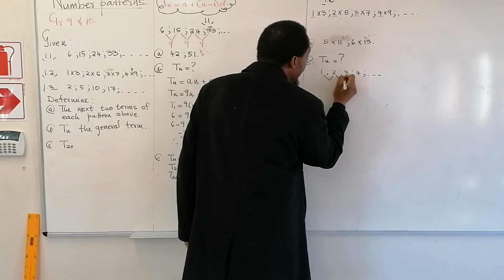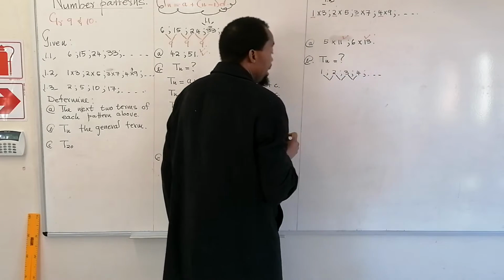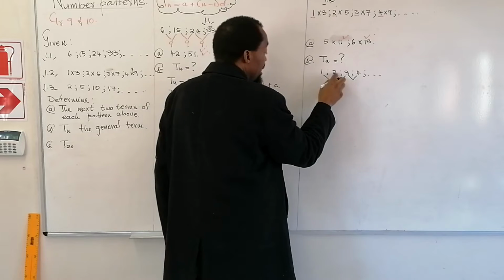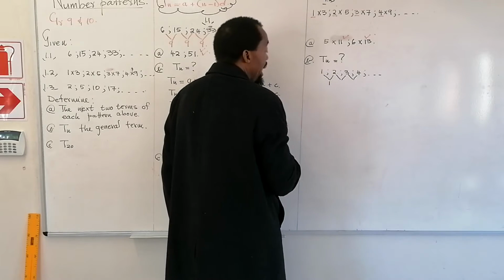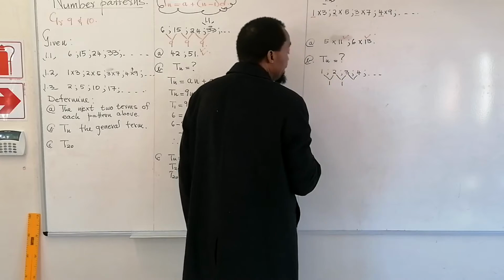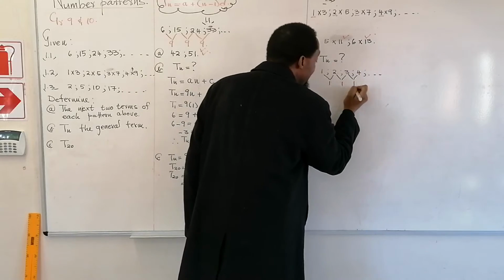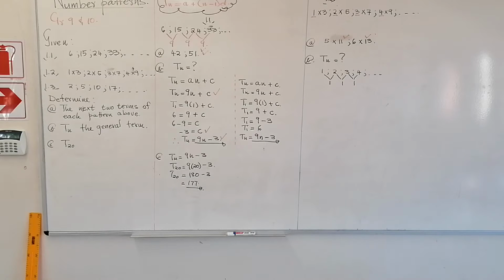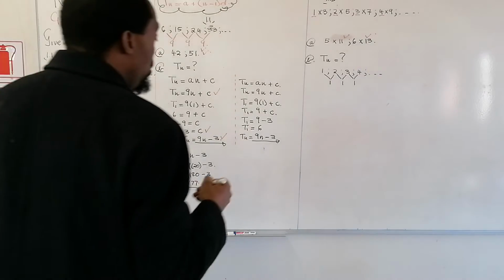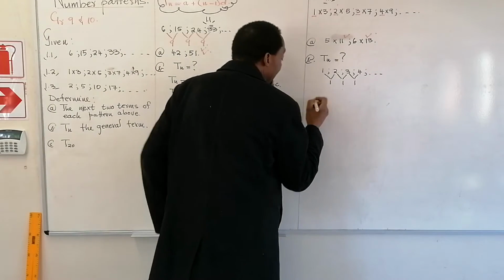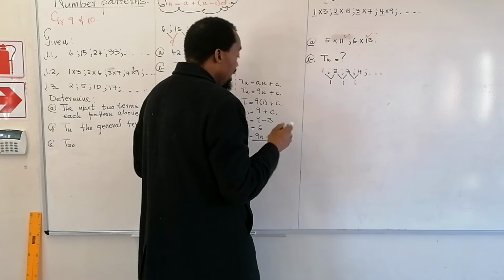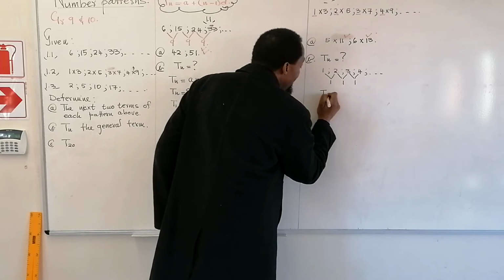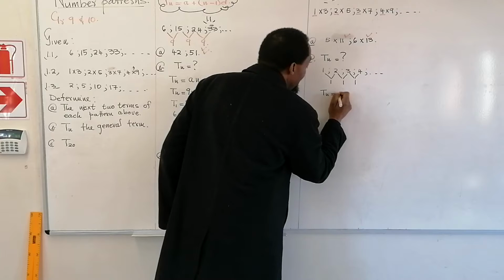I determine the difference. 2 minus 1 is a 1. 3 minus 2 is a 1. 4 minus 3 is a 1. That means that the pattern of 1, 2, 3, 4 is increasing by 1 everywhere, meaning that it is a linear number pattern. Now, I determine its general term.